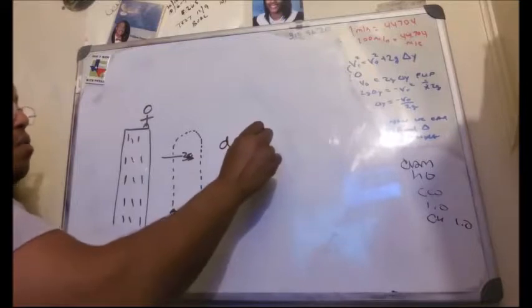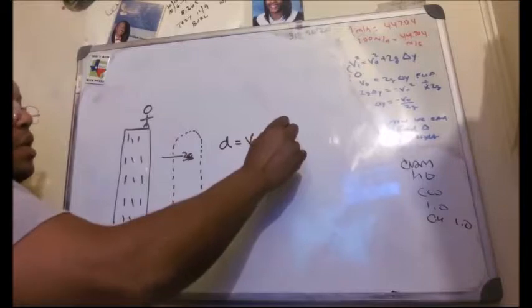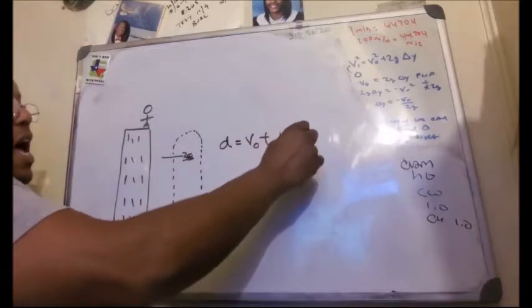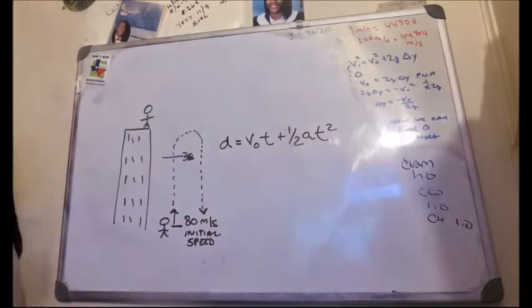v sub 0, which is our initial speed, times time, plus 1/2 a t squared. You can use a or g for gravity. Now I know that looks crazy, but it's times 1/2 a t squared.